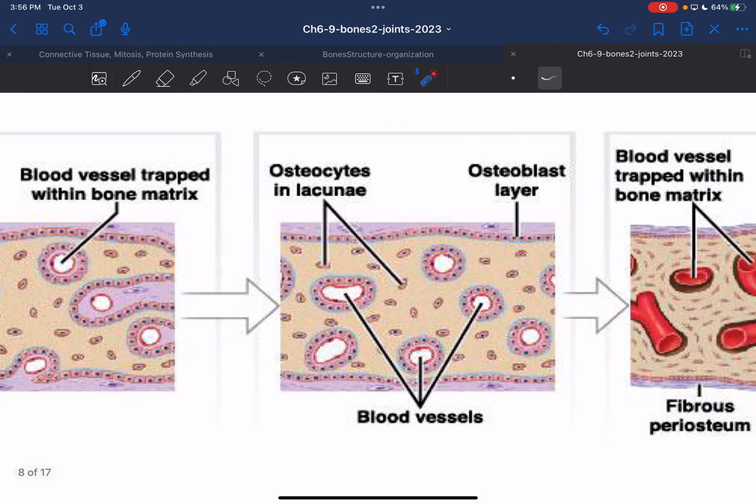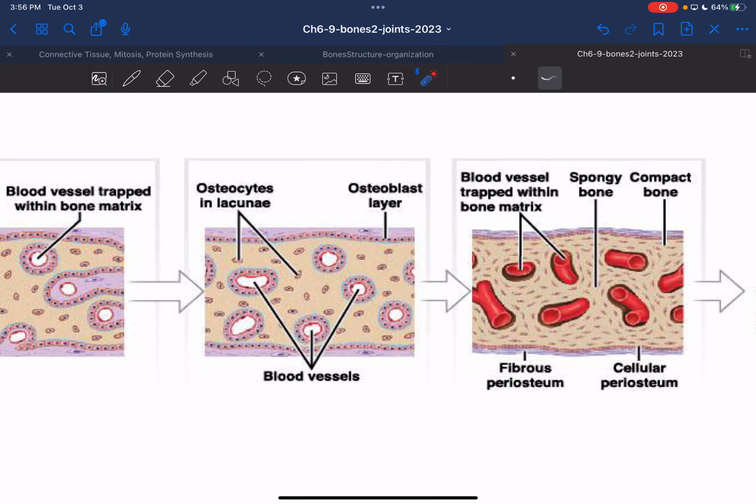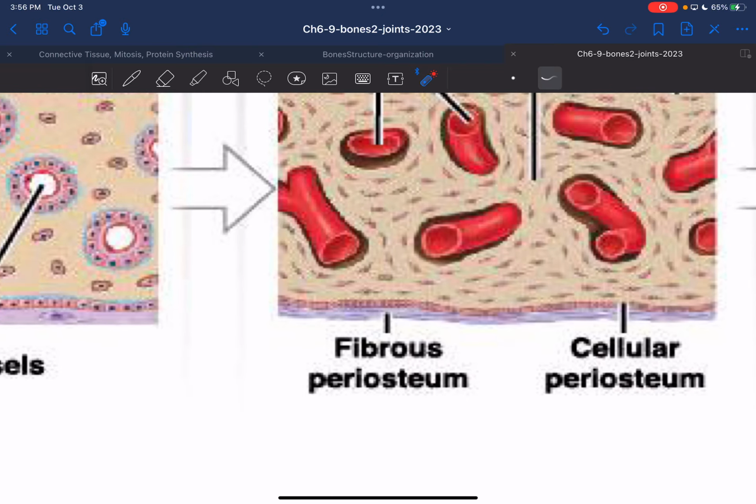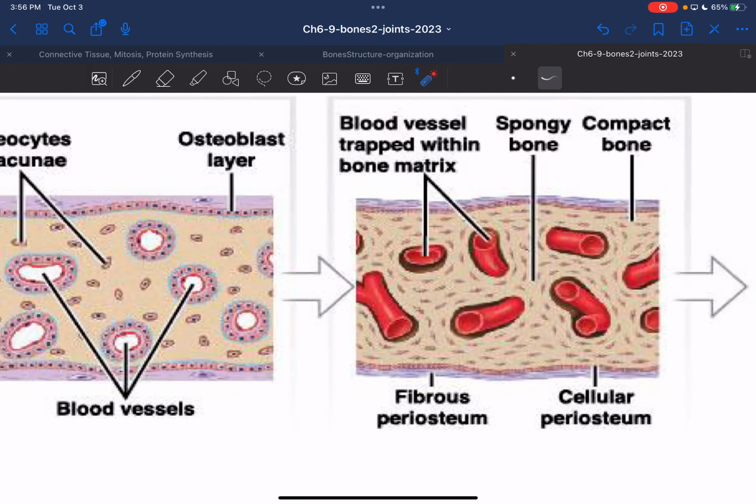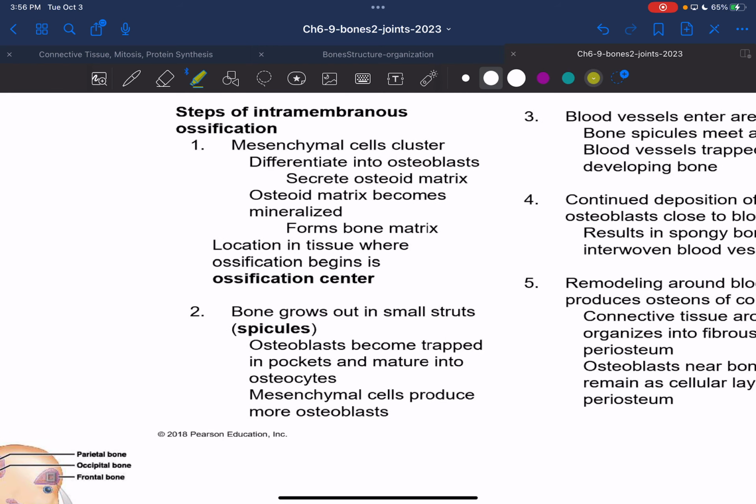And finally, if our osteoblasts get trapped, what do we call them? Osteocytes. And other than that, our blood vessels just begin to expand, and then spongy bone forms, compact bone forms, and then we're seeing our two layers of the periosteum. And so what we need to know can be easily determined by the highlighted regions in our notes: step number 1, we have our ossification centers form because our osteoid matrix is becoming mineralized to form bone matrix.